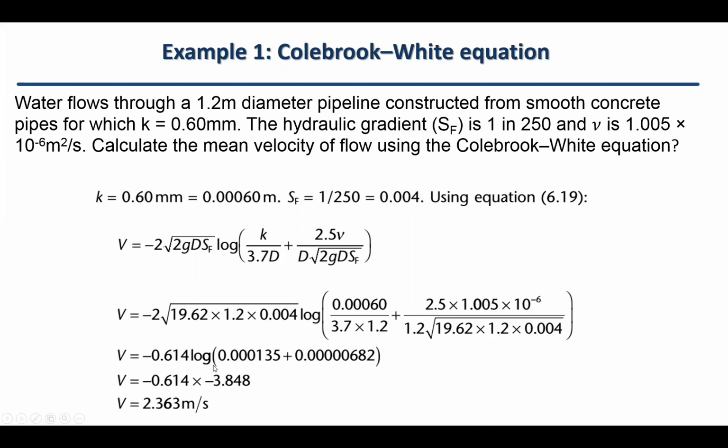Just pay attention to this point. The log of this value gives a negative value. That's the important point. And a negative value times the negative value that we have here gives us a positive value at the end, which is the velocity that we have here. This is example one, a simple application of the Colebrook and White equation.